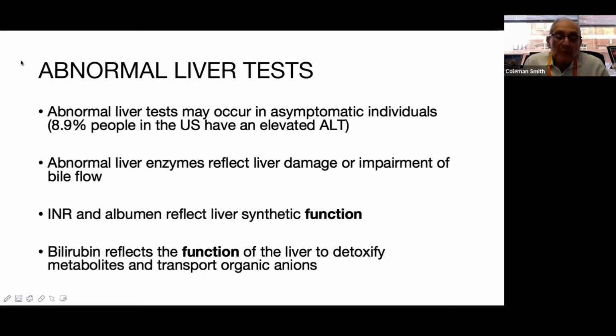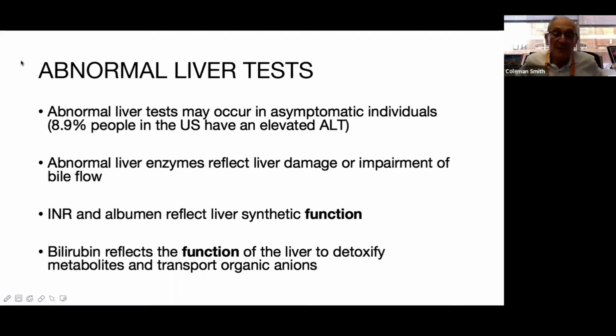And abnormal liver enzymes, there's a couple of parts to the abnormal liver test. Firstly, we've got the abnormal liver enzymes, and they reflect liver damage or impairment of bile flow. They do not reflect liver function. So to call them liver function tests is actually incorrect. INR and albumin reflect liver synthetic function, so they are function tests. And similarly, bilirubin is a function test.